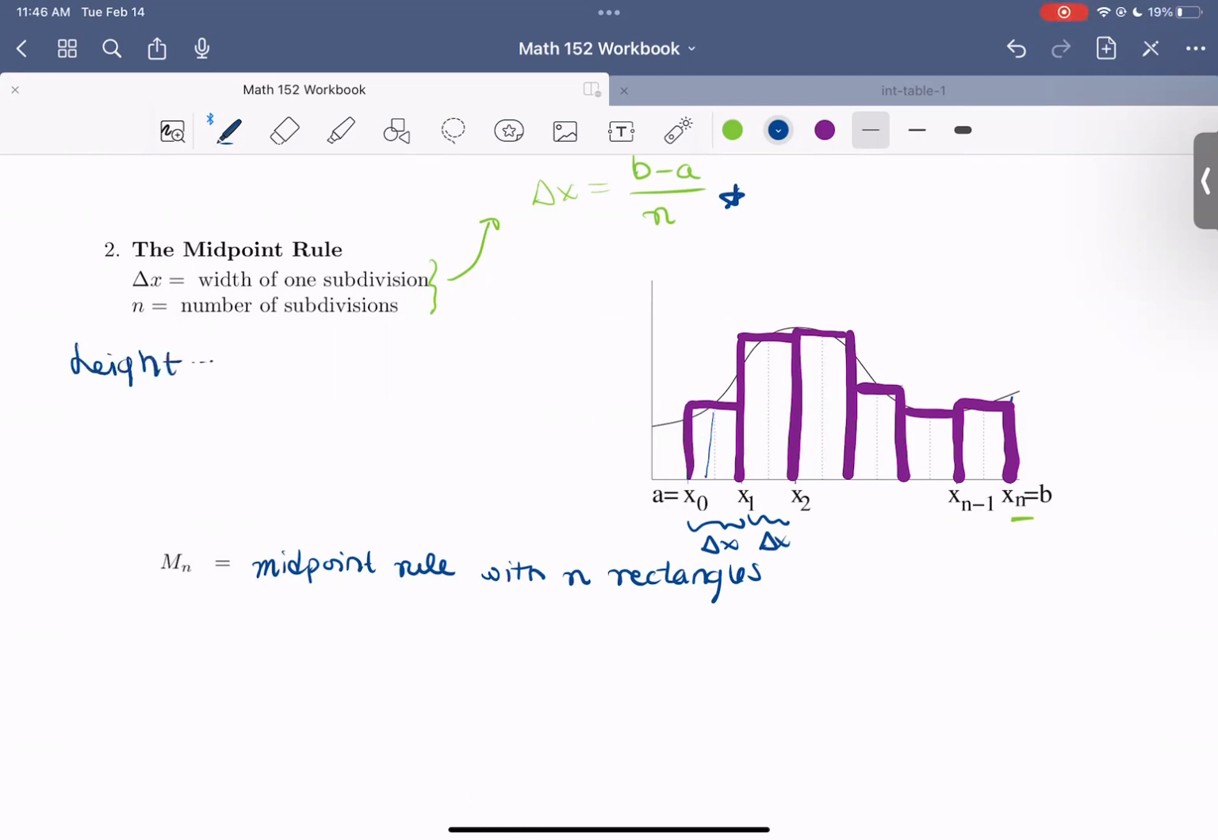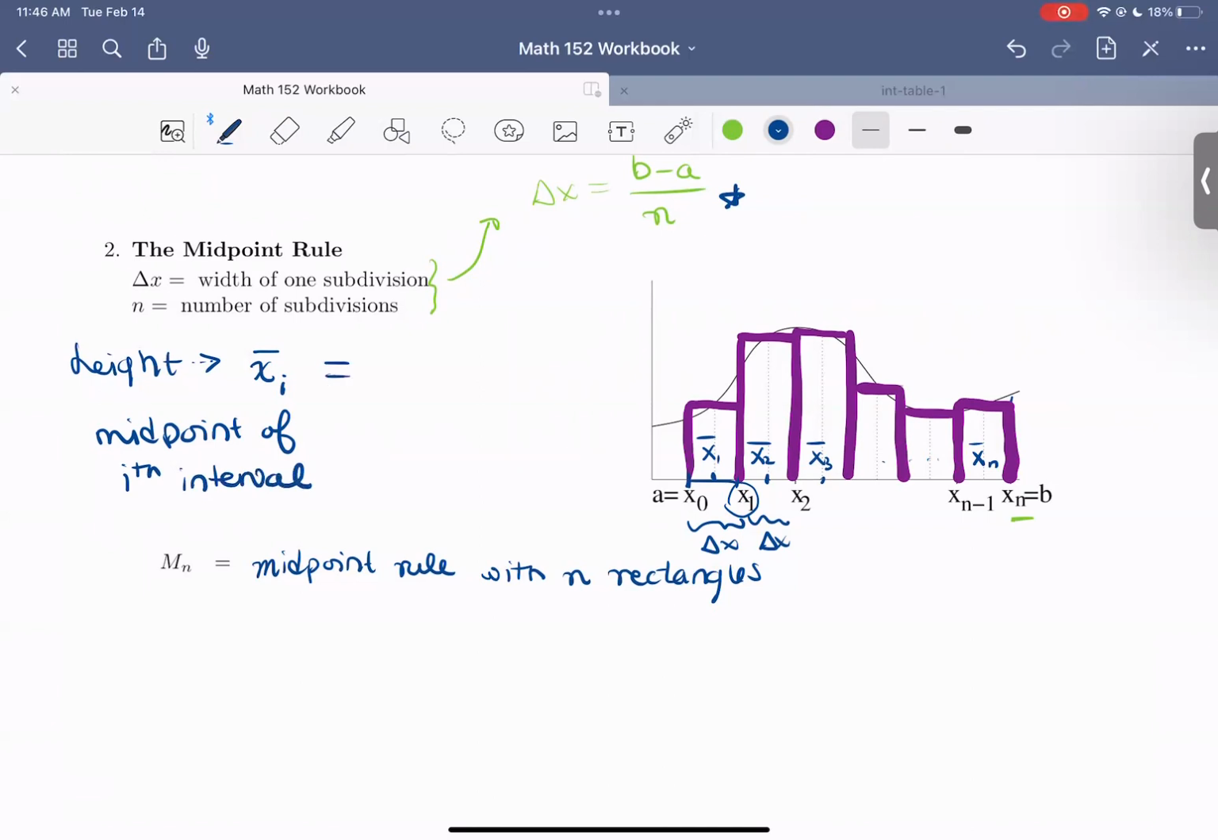In order to find the height of the rectangle, we need to have a way to talk about the middle point of this interval from x0 to x1. I'm going to call that middle point x sub 1 bar. In the second rectangle, I'm going to call that point x sub 2 bar, x sub 3 bar, all the way to x sub n bar. So I'm labeling with that index on that right side. Okay, so now what is x sub i bar? Let's write that out. For the height, we need to use x sub i bar. That would be the midpoint, in words, the midpoint of the ith interval.